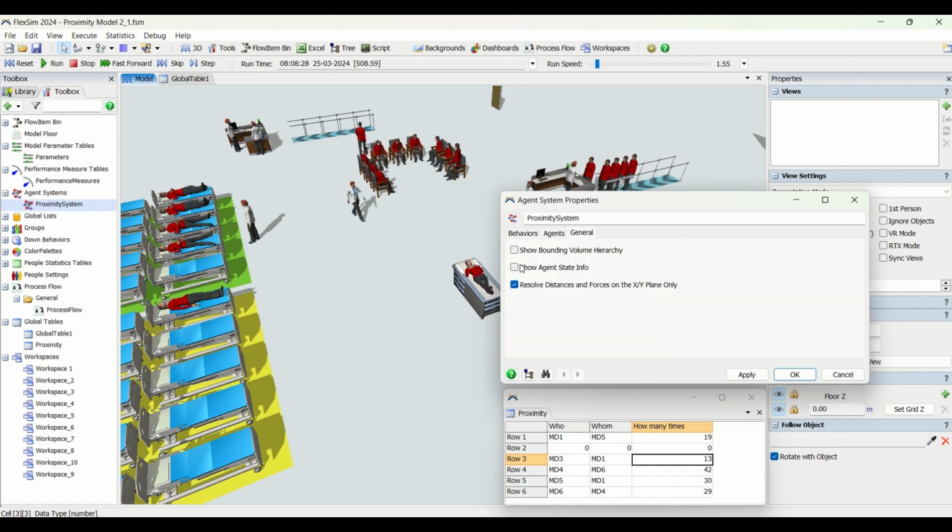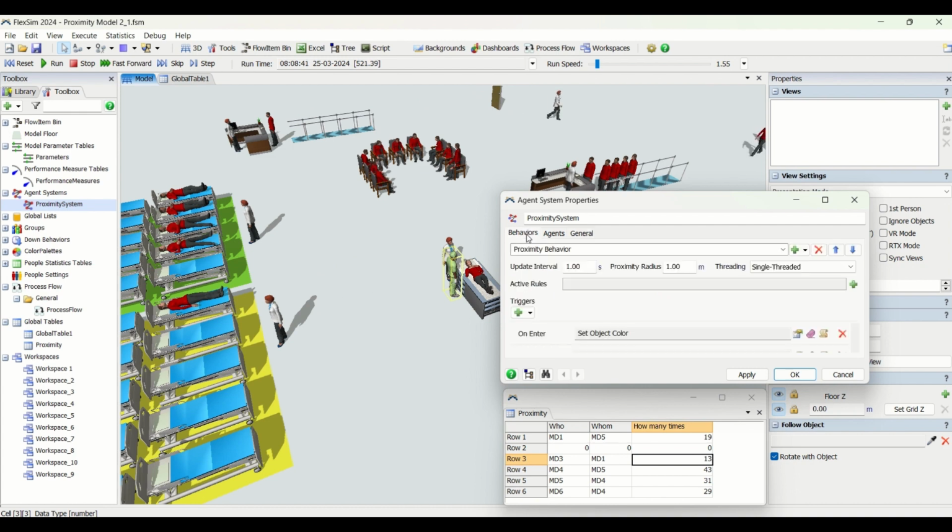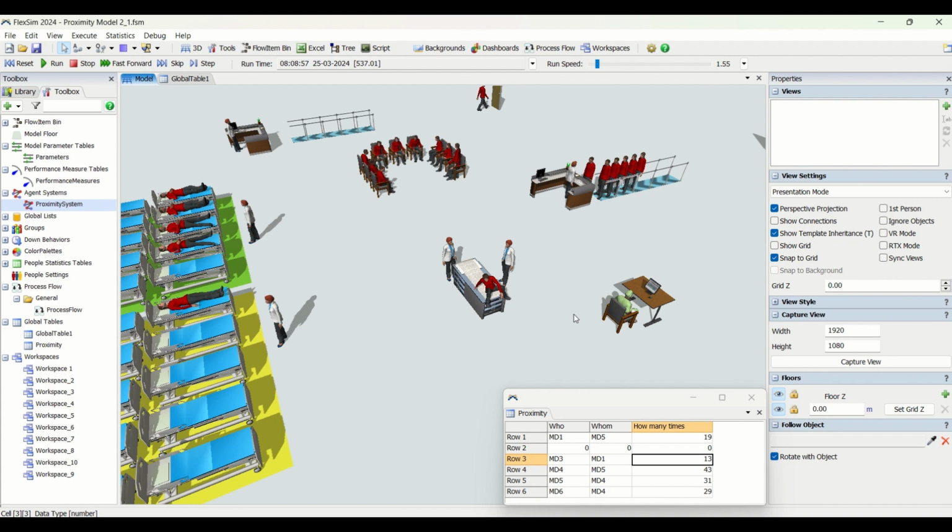And in general, you have show bounding volume hierarchy, show agent info, and then resolve distance and force on XY plane only. So mostly the most important things are behaviors, active rules, update rate, proximity radius, and then the triggers which you need to put based on your requirement of the plant or your analysis requirement. You can place your codes accordingly. So this was about the proximity systems.